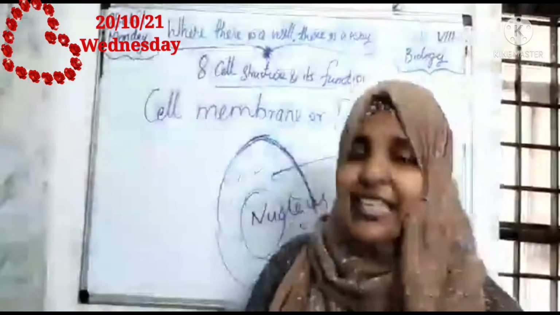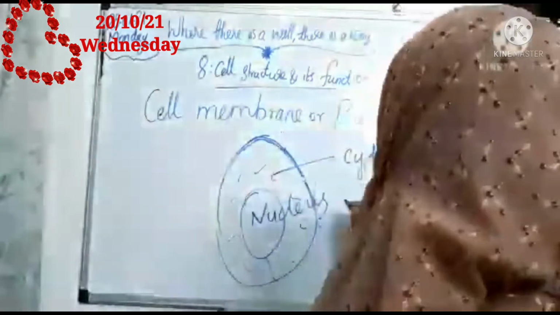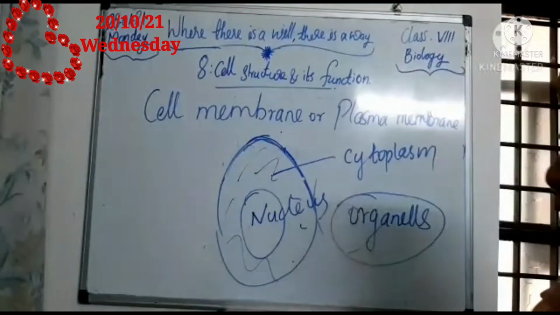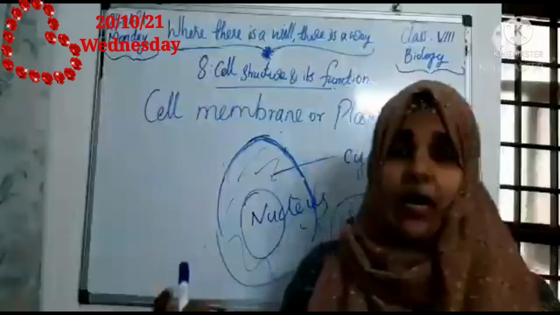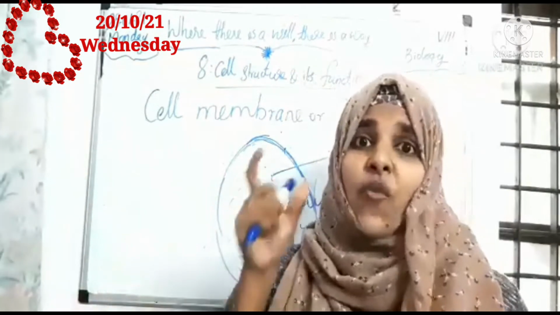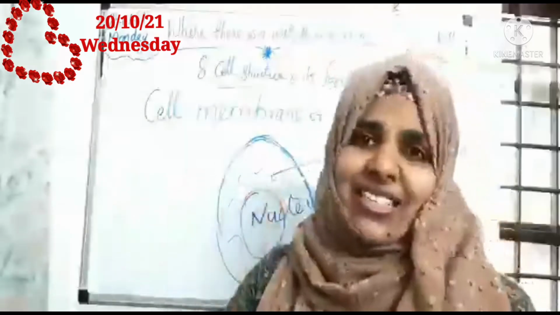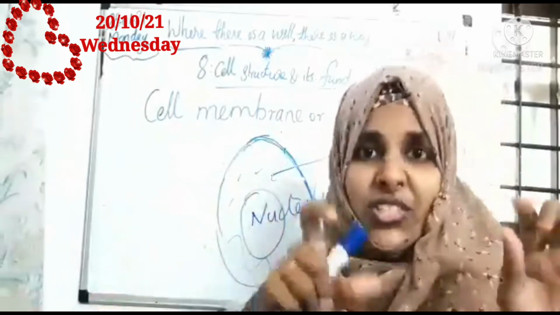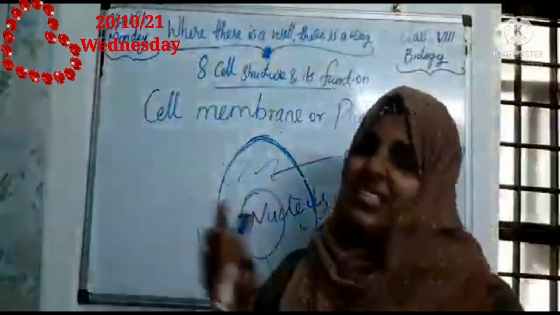Do you know students, in this jelly-like substance various organelles are present. What are organelles? Organelles are various components present inside the cytoplasm, inside the jelly-like substance. Examples of organelles are mitochondria, ribosomes and Golgi bodies. More about the organelles we will learn in higher classes. So just understand what an organelle is and where it is present.